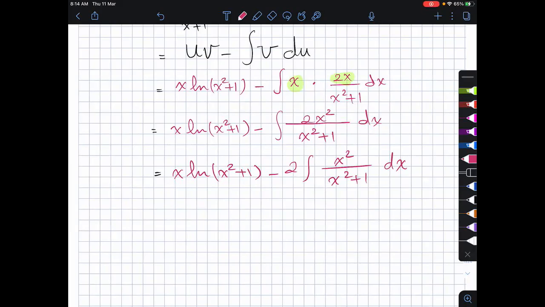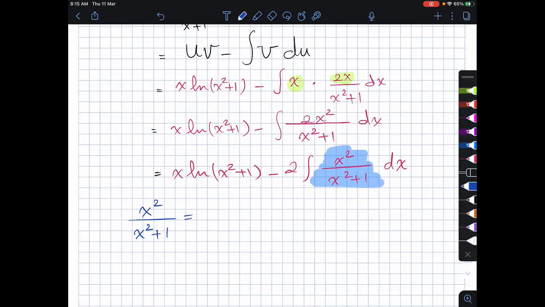Then teacher, can we split x squared over x squared plus 1? No, you have to write x squared plus 1 over x squared plus 1, plus 1. We have to solve this fraction first. We write it as the sum of two fractions.